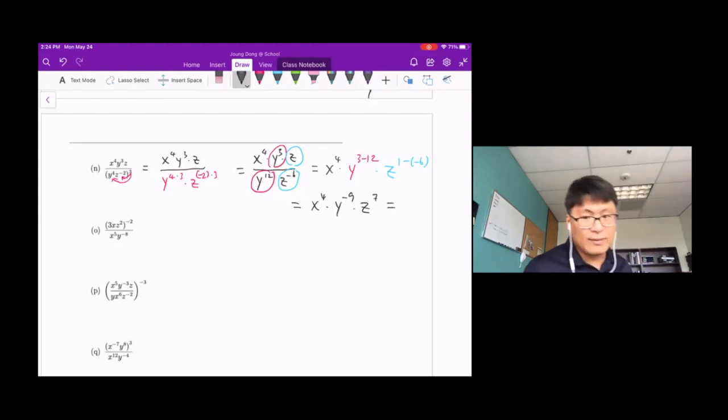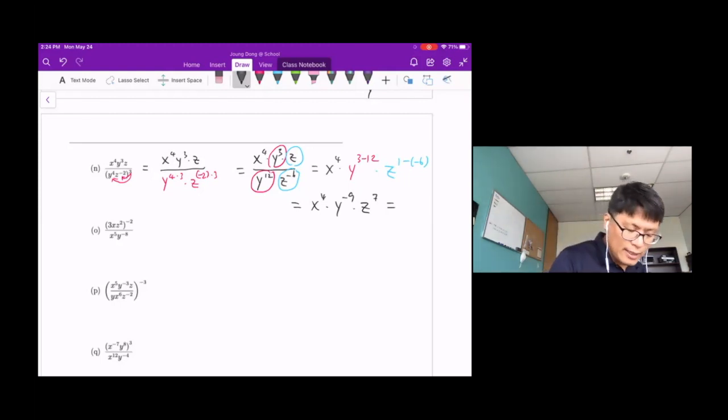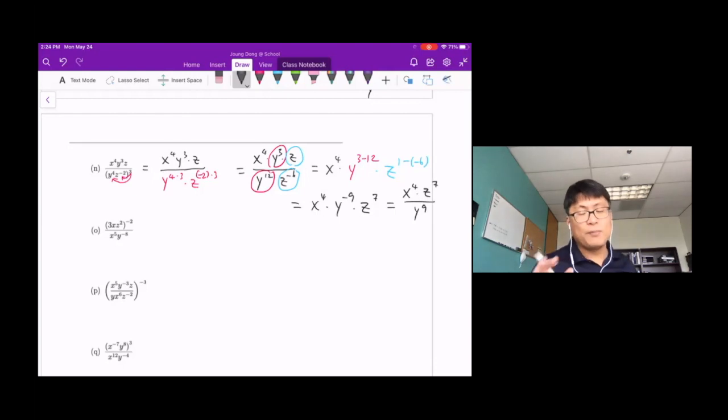Then since we have a negative power for y, we can put it down as the denominator. It is x to the 4, z to the 7, over y to the 9. That is the simplest form with positive powers. Is that okay? So what about the next one?